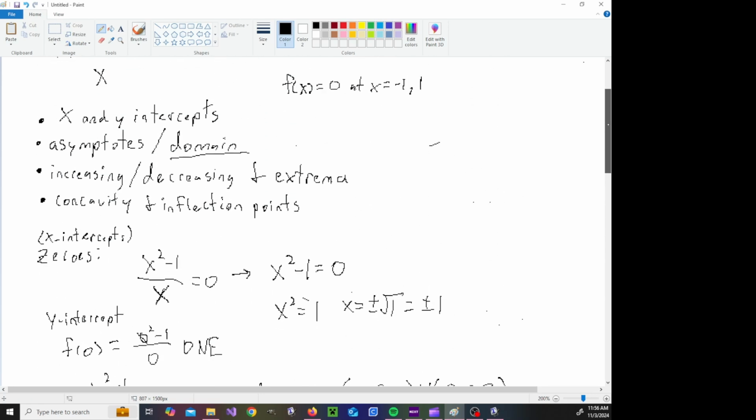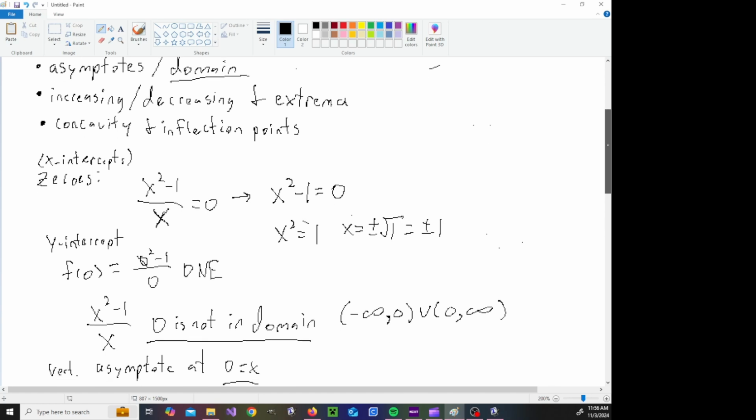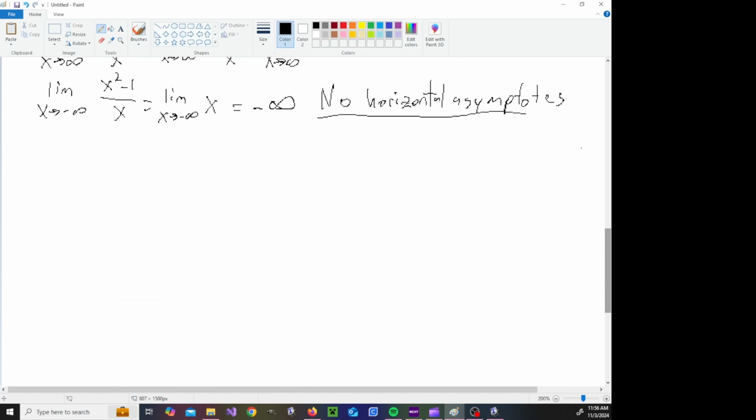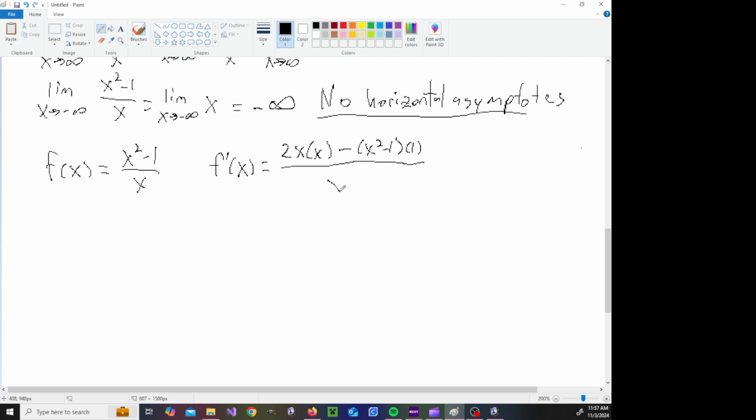Now the next thing that we want to talk about is when our function is increasing or decreasing and any possible extreme values, which means to do that, we're going to look at the derivative. So if f is x squared minus 1 over x, then f prime, we need to do the quotient rule. Well, the derivative of the first piece is 2x times the bottom, this is x, minus the top times the derivative of the bottom, so x squared minus 1 times the derivative of x, which is just 1, all over the bottom squared, so x squared.